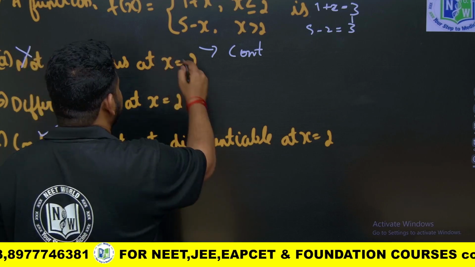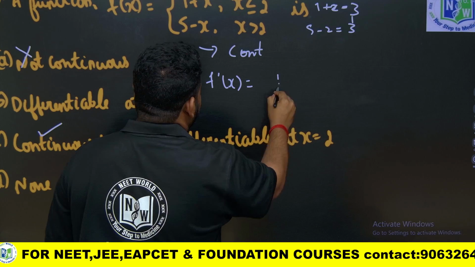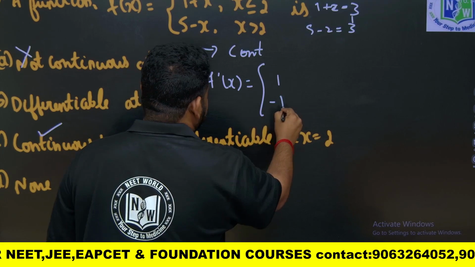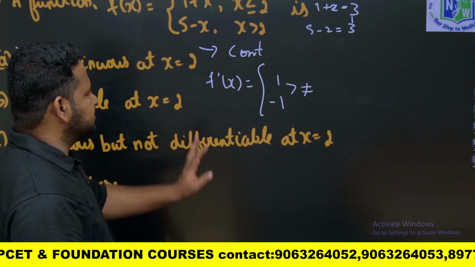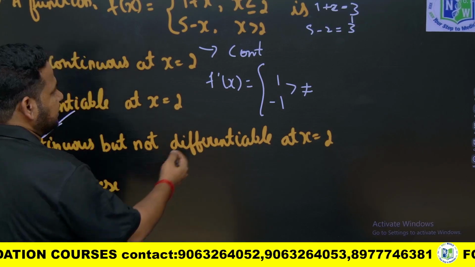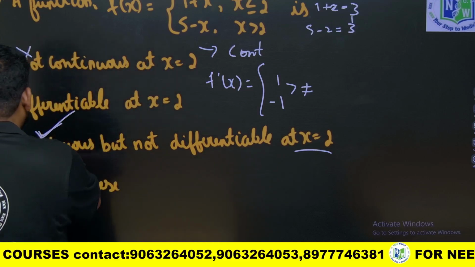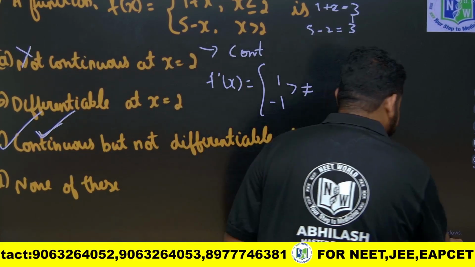Let us see. If I differentiate this, f dash of x, I will get 1. And this will be equal to minus 1. So they are not equal. So it is not differentiable at x equal to 1. So it is continuous but not differentiable at x equal to 1. Sorry, that is x equal to 2. Therefore the answer is option C. Clear? The answer is option C. Next one.